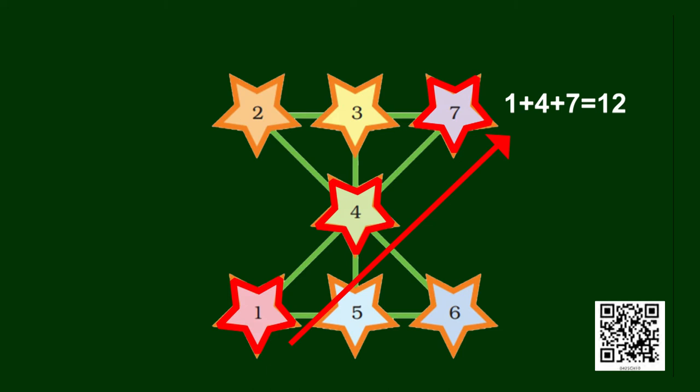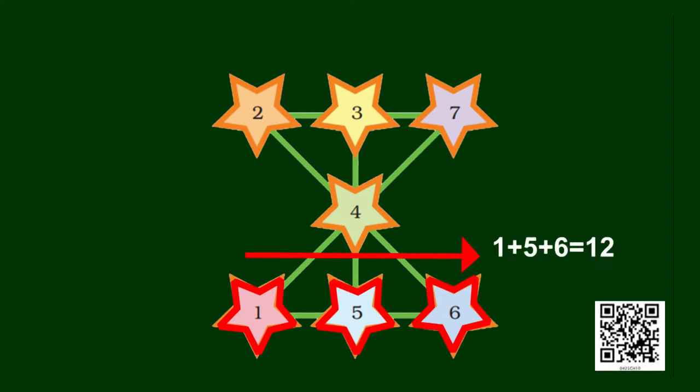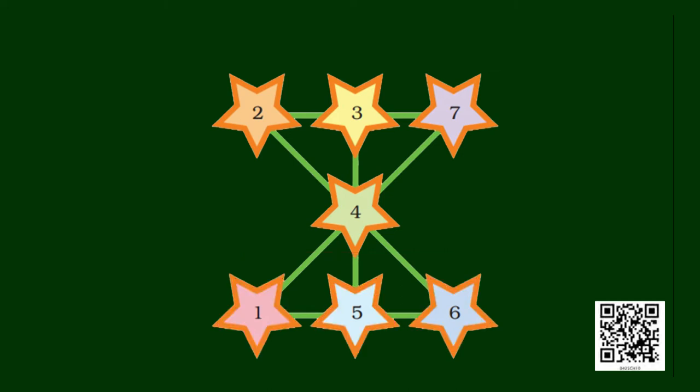This is also 12. Oh, then let us see the next side. 1 plus 5 plus 6. This one is also 12. So, this is a magic arrangement of numbers from 1 to 7, so that however we add along this line, we are getting the same sum, which is 12.